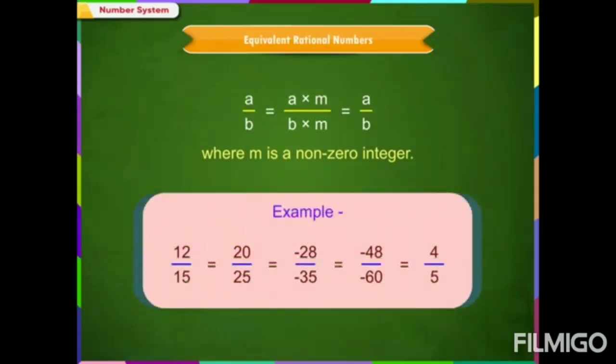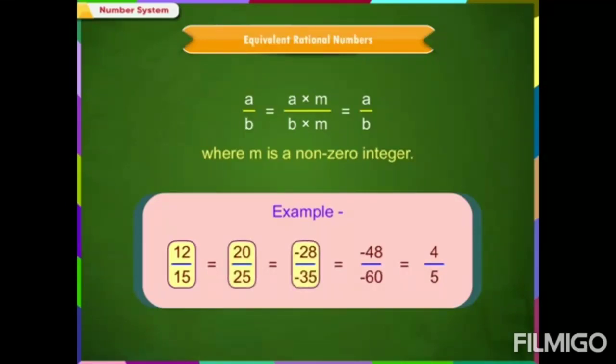For example, rational numbers 12 by 15, 20 by 25, -28 by -35, -48 by -60 are equivalent to the rational number 4 by 5. We know that if we multiply the numerator and denominator of a fraction by the same positive integer, the value of the fraction does not change.